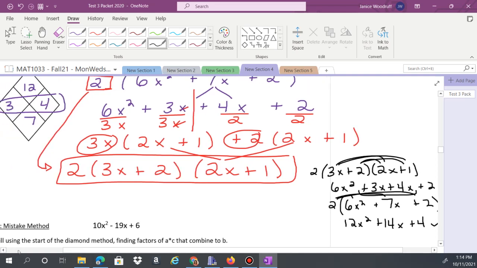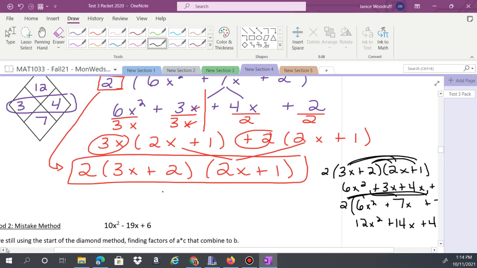Okay, so that is your diamond method, or you can use an X instead of a diamond, just the inside. So that is one method to do that. And that'll use factoring by grouping. Anybody have any questions on that method?